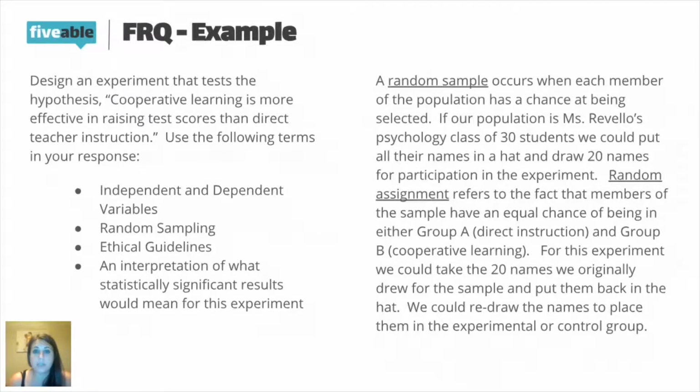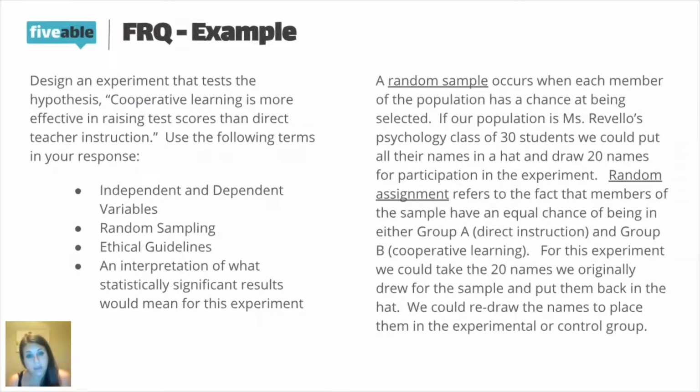So if the population is Miss Ravello's psychology class, you need to now tell me how you're going to take a random sample from that class, because that's applying it to the scenario. So the easiest thing to do is put everyone's name in a hat and draw 20 names, because everyone's name has a chance of being put into the sample.